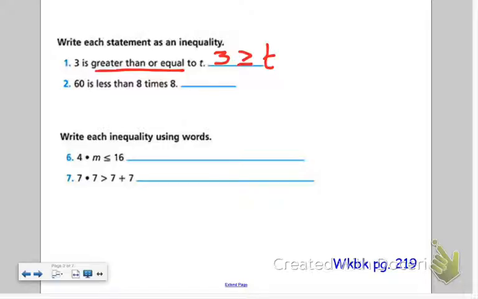The next one, number 2, 60 is less than, so there's my less than symbol, 8 times 8.